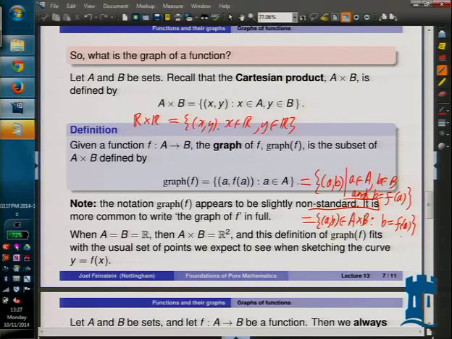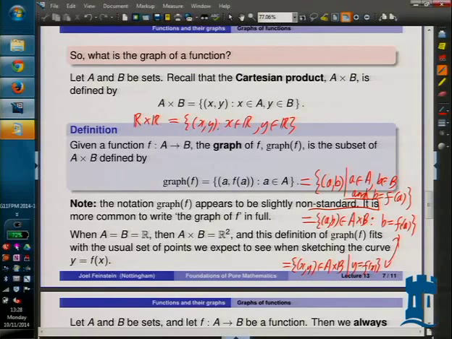So this is also equal to (x, y) in A cross B such that y equals f of x. So it's a set of points where the second coordinate is what you get by evaluating the function at the first coordinate. And that's the graph of your function. And with all the standard functions given in calculus, that's what you expect to see.